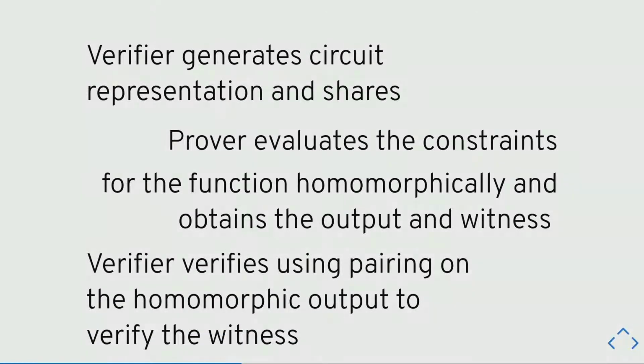Well, the verifier generates this circuit representation and shares it with the prover, and this is taking your function and then putting it into some form. Then the prover evaluates the constraints, which is this circuit representation, using the homomorphic encryption that I just described earlier, and then obtains the output, which is the result, and then a witness, which is kind of proof that they ran this circuit representation correctly. Then the verifier, using this pairing math, does it to the homomorphic output that the prover just gave them to verify the witness. All right, that's just the general process.